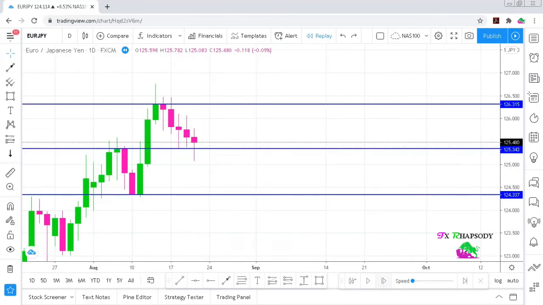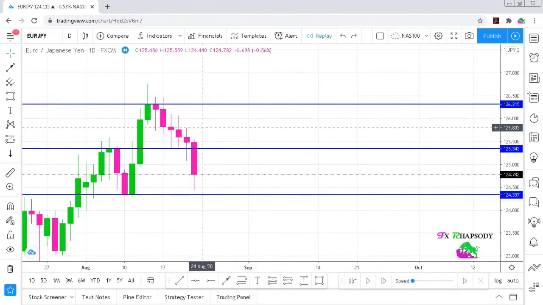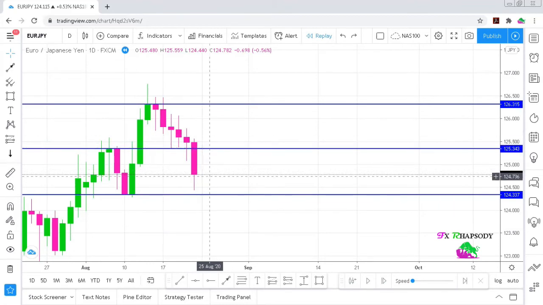And the very next candle, we can see that just so much selling pressure from the top pushed the price right through the support down to the bottom support.